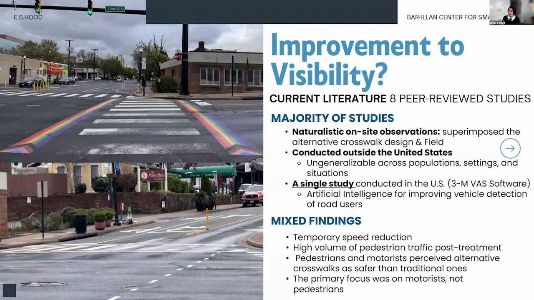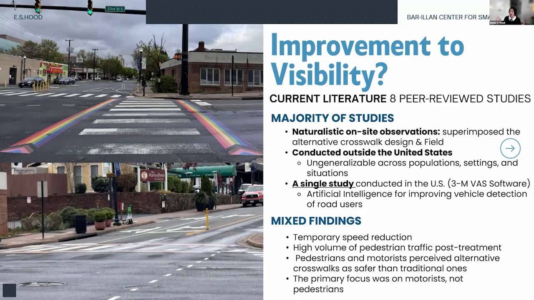However, the question becomes, does it improve visibility? At the top, we see the pedestrian's view, and you see a very vibrant color. It looks like it would increase the visibility of the pedestrian crossing it. However, in the bottom picture, we see that you could barely see it from the motorist's point of view. And this crosswalk cost about $20,000.